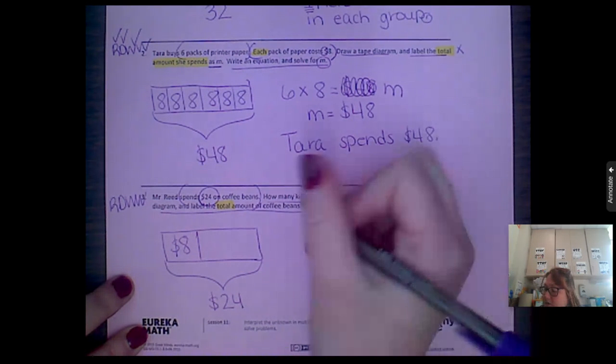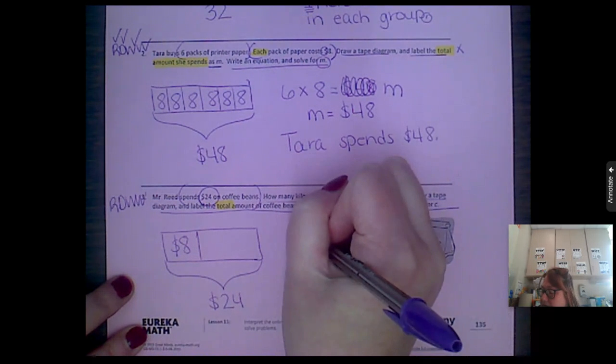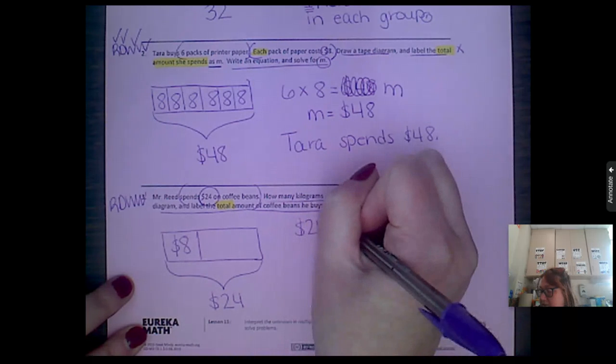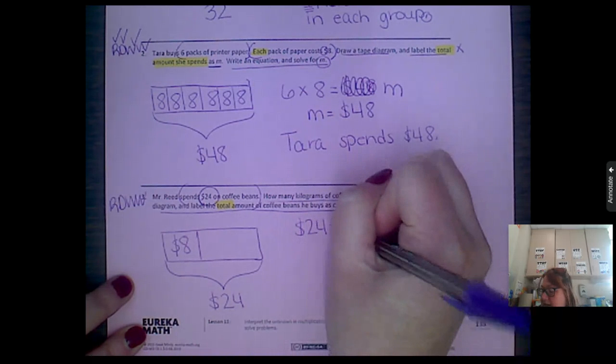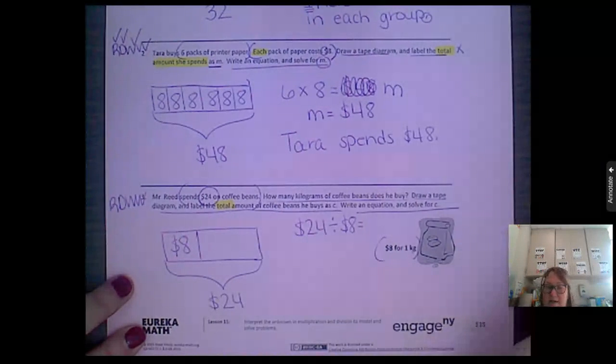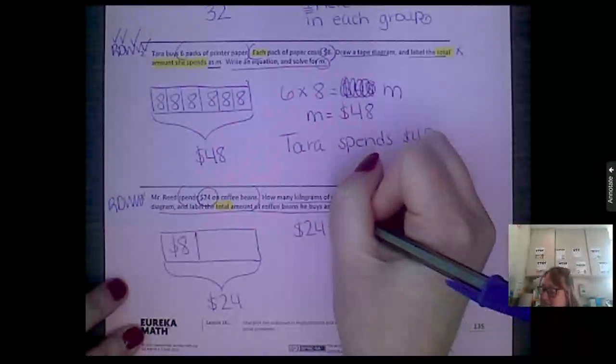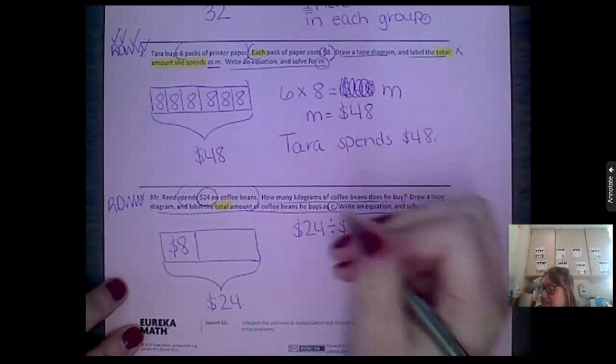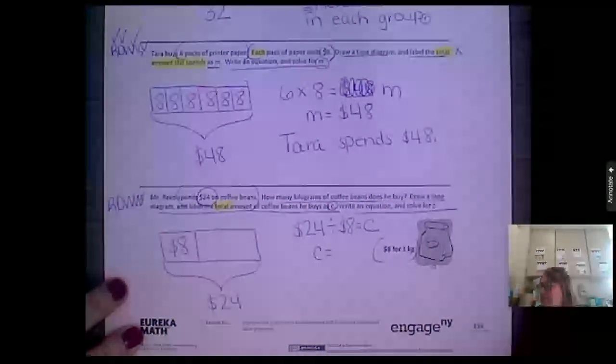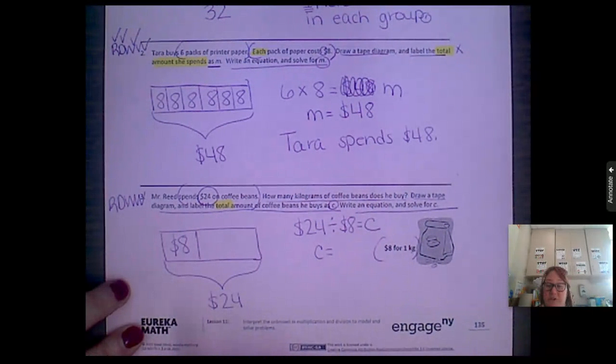Division, right? So $24 divided by $8 equals, and I'm not going to be tricked this time. We need to use our letter, right? So it equals C. And then C equals, and I'll finish my tape diagram after. We could do it now.